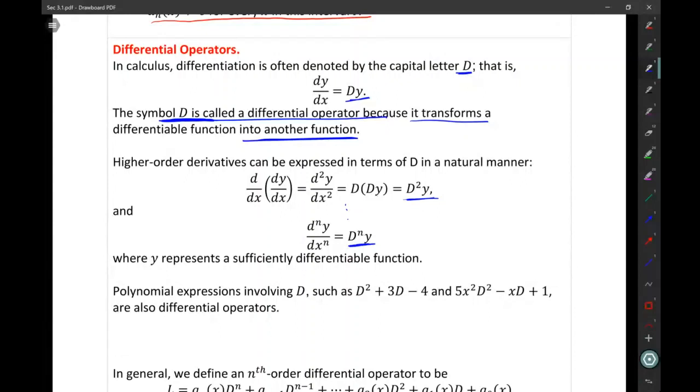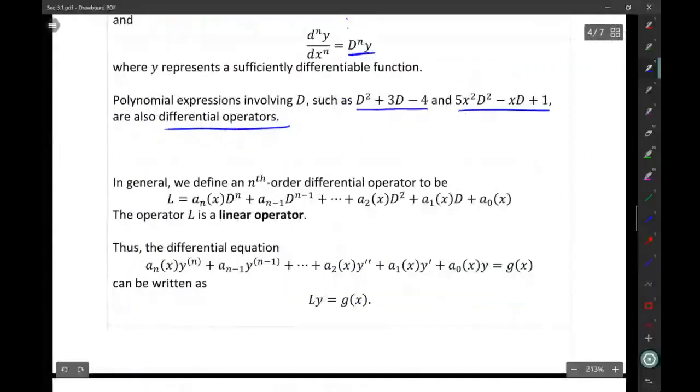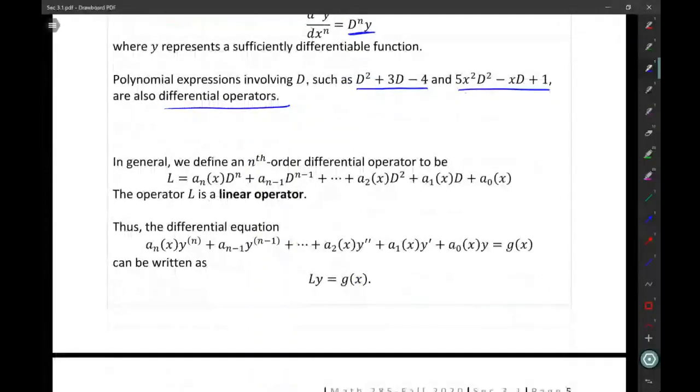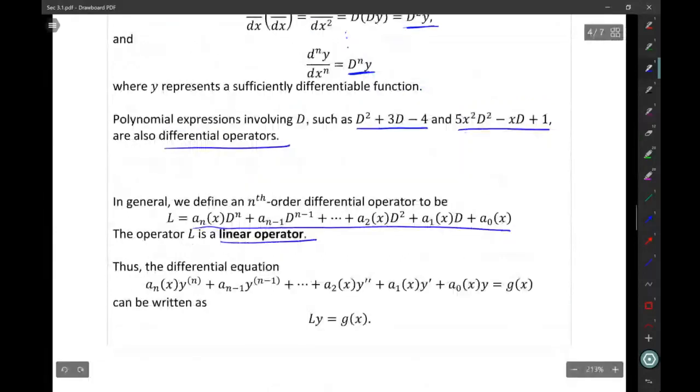Polynomials in D, given in this way, are also called differential operators. In general, we define the operator L to be the whole linear differential equation, because we replace the derivatives by capital D. Thus, in the non-homogeneous case, L of y is equal to g of x.